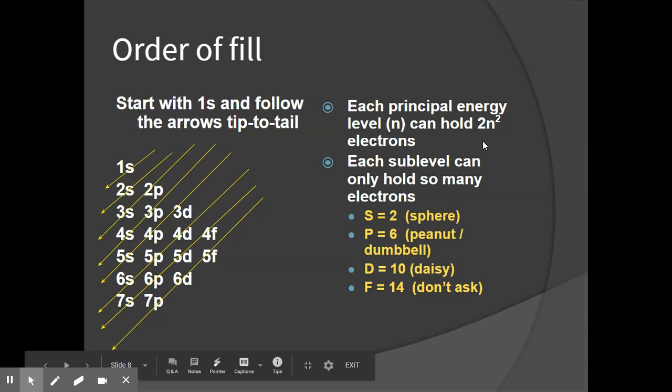And then if you remember that each principal energy level can hold 2n squared electrons total, so the first energy level can only hold 2, the second energy level can only hold 8, and so on and so forth. As long as you remember the maximum number of electrons each orbital letter can hold, you will be able to use this very easily to do an electron configuration.